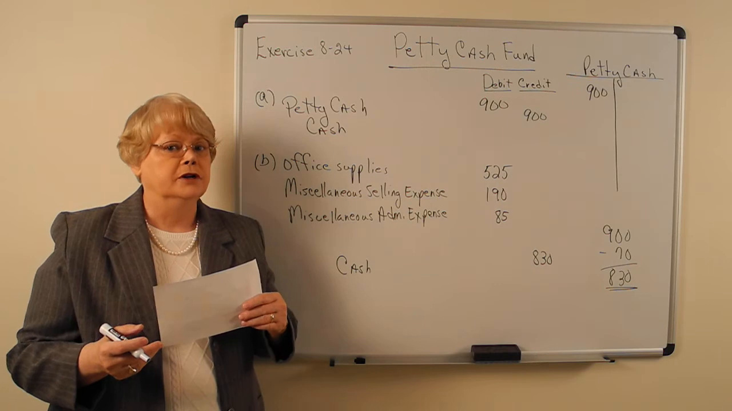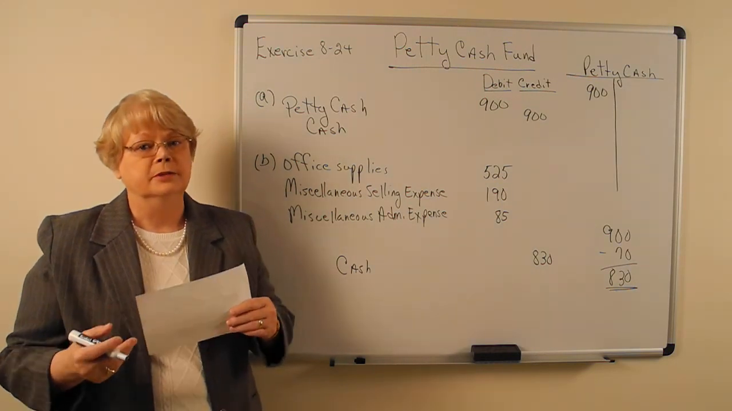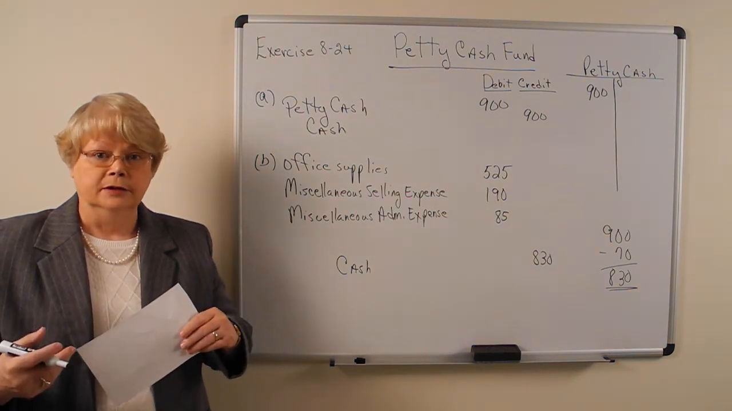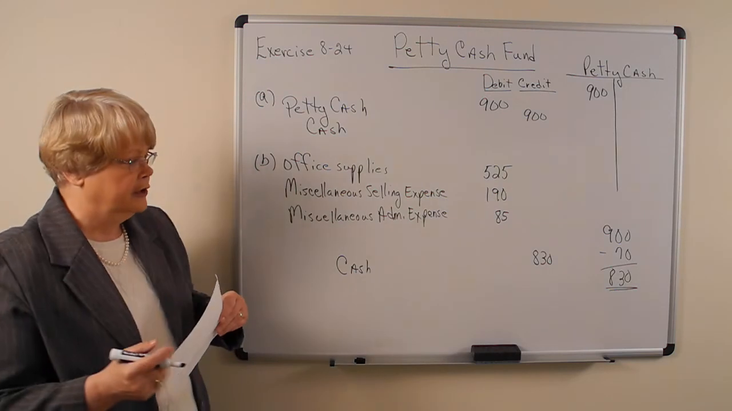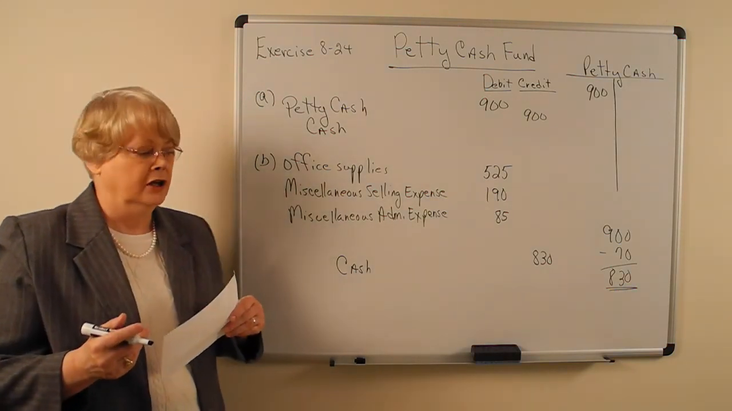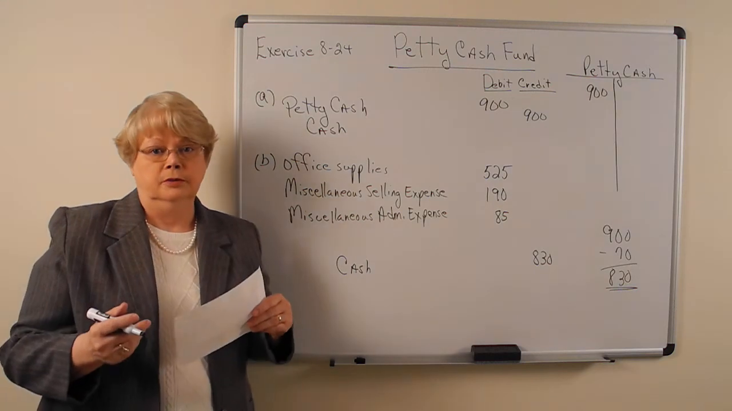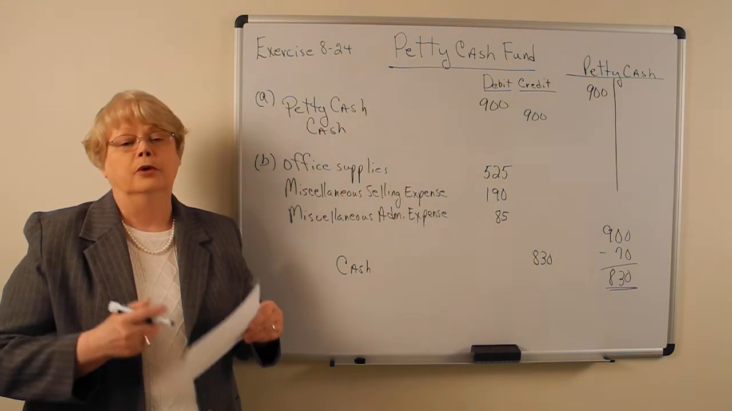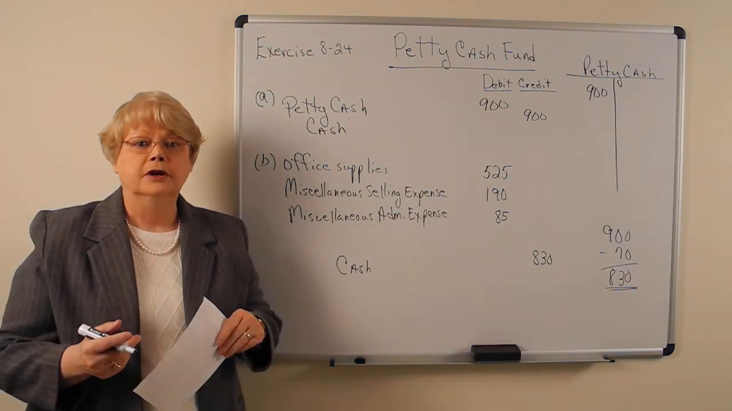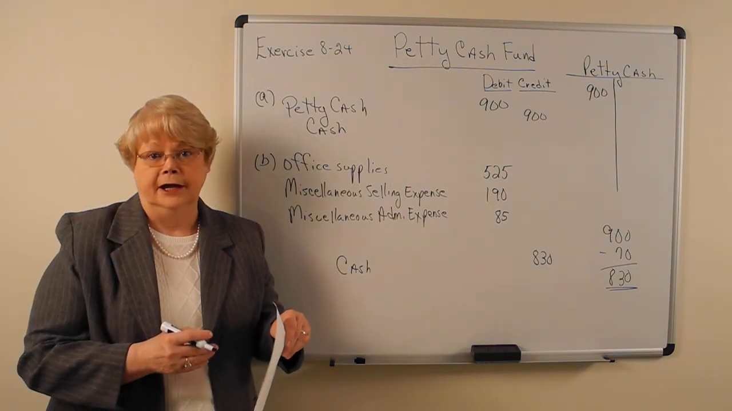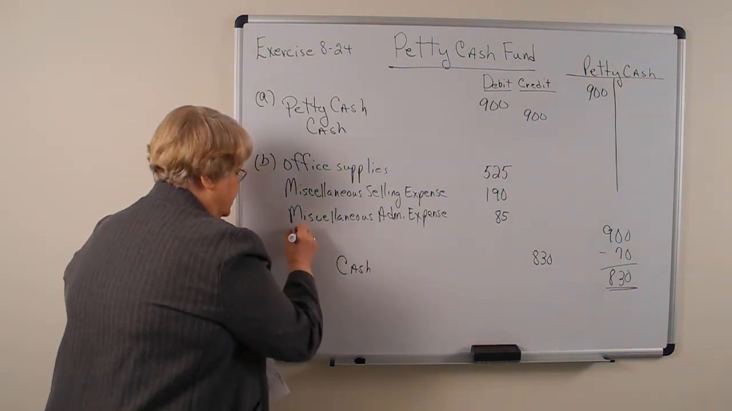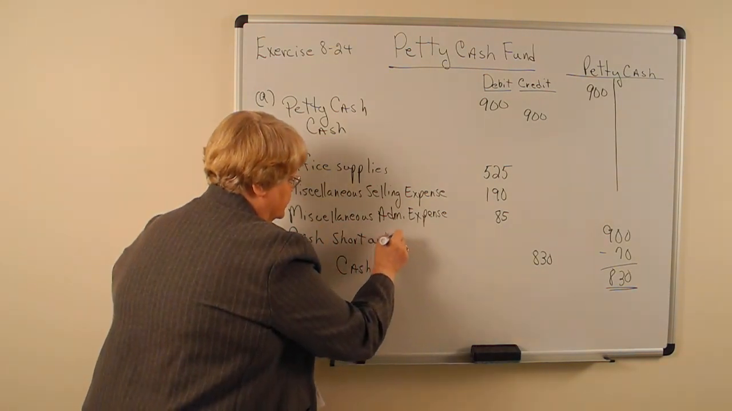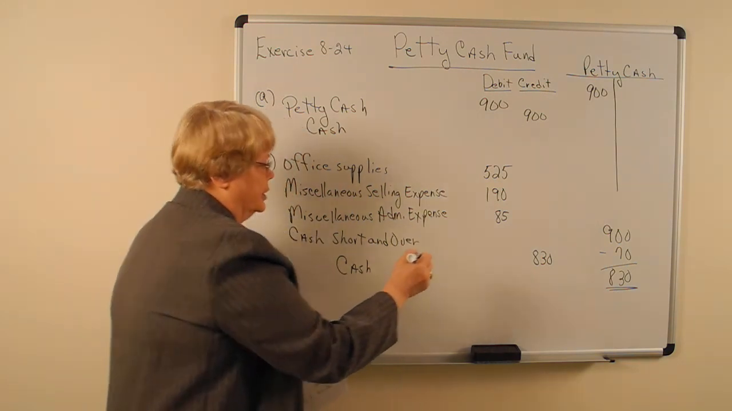It is normal for us to have some shorts and overs because we as humans make human mistakes. So we may have some shorts and overs as we deal with cash. So we see what the difference is, and we see that it is $30. And we are $30 short. We could be short, we could be over. We're going to use that cash short and over account whether we're short or whether we're over. Since we are short, we're going to need to debit it as we would an expense account or a loss. So we're going to debit cash short and over for $30.